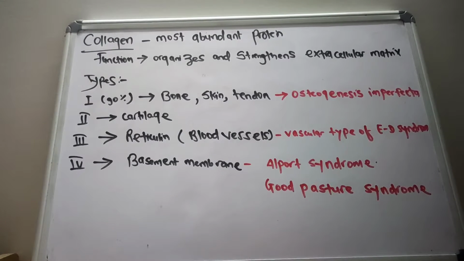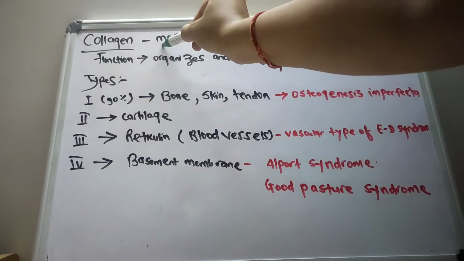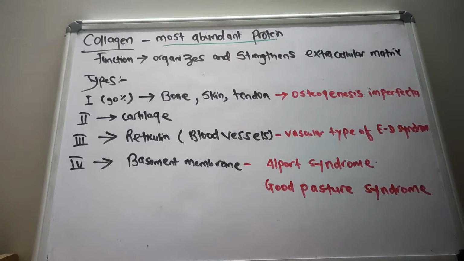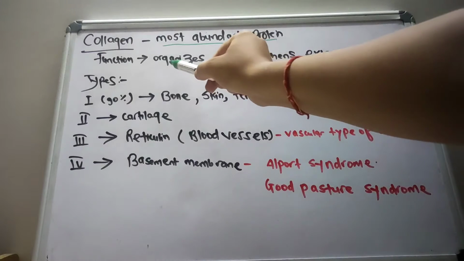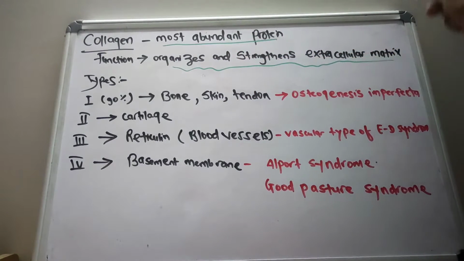So collagen is the most abundant protein in the human body. It is extensively modified by post-translational modification. The main function of collagen is that it organizes and strengthens the extracellular matrix. So that is the main function.